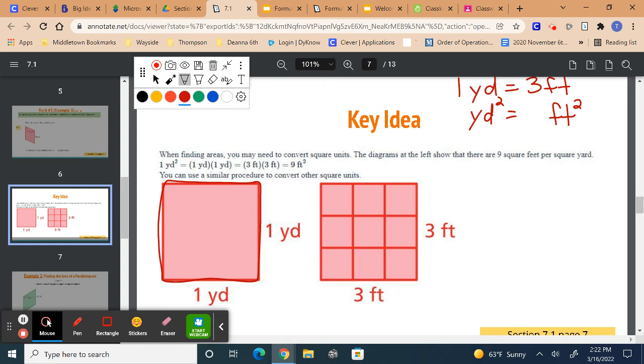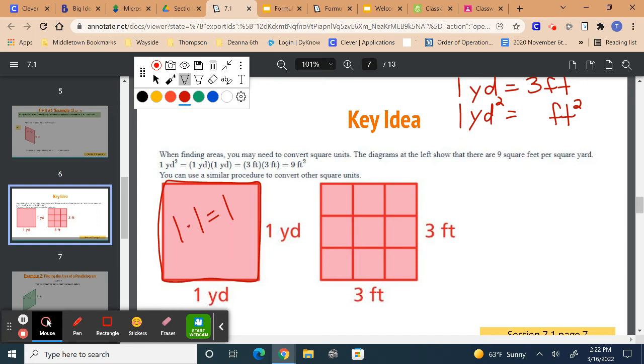So if we're doing 1 yard by 1 yard, what is the area of this figure right here? Chase. 1 yard by 1 yard. What is it? Why is it 1? Right. You're doing 1 times 1. Isn't 1 times 1 1? Yes? So 1 yard is 1 yard squared.